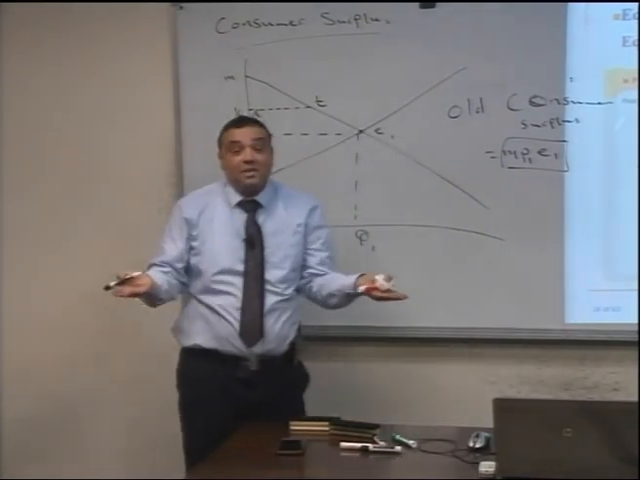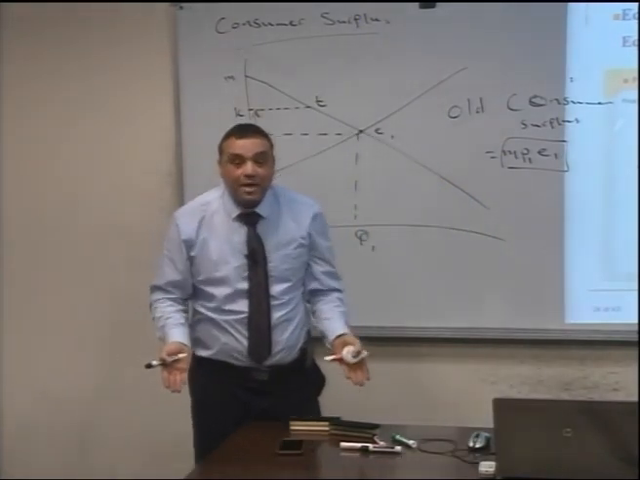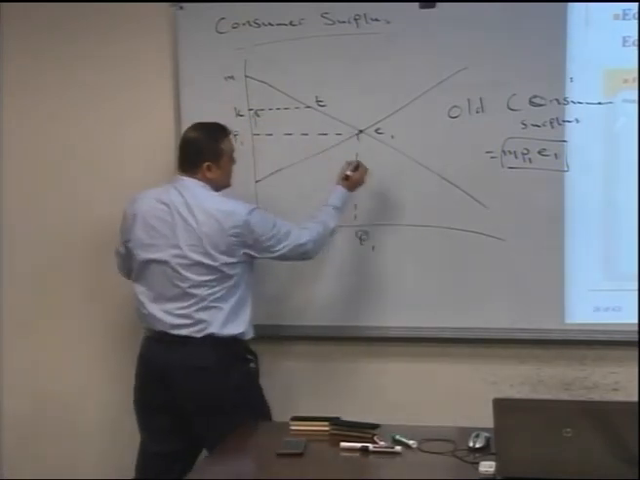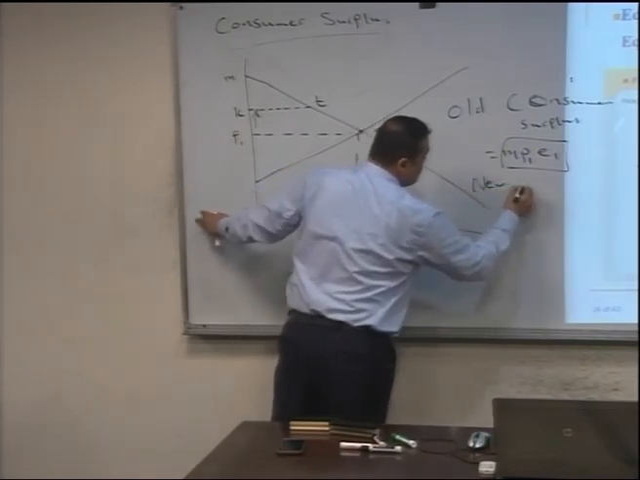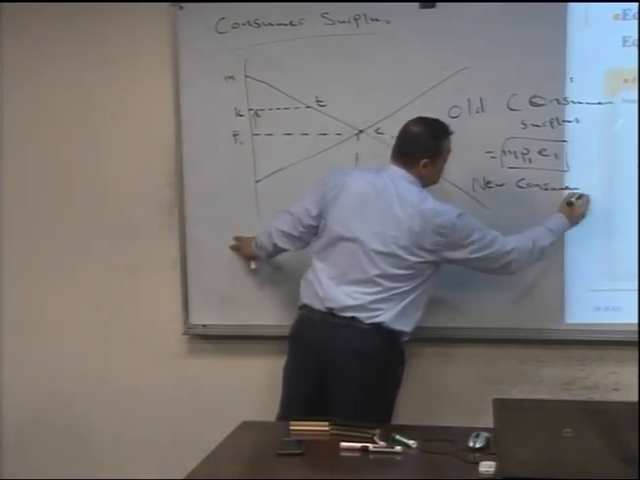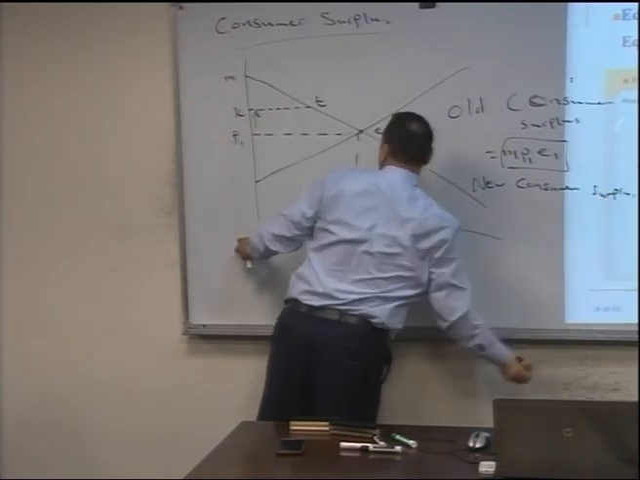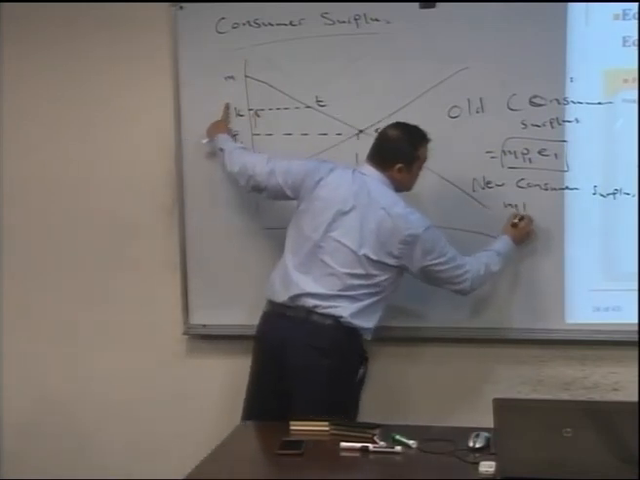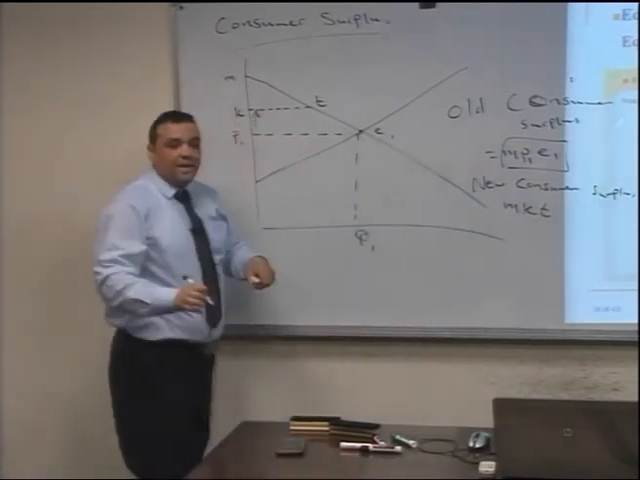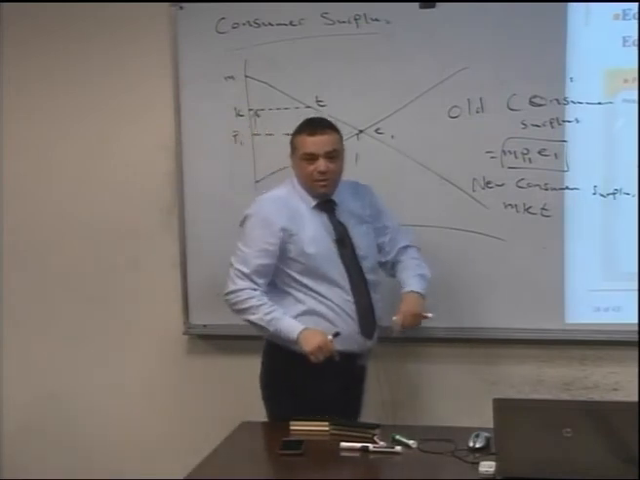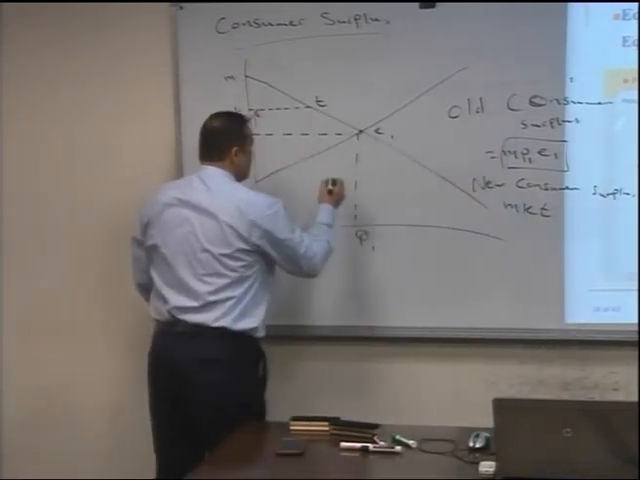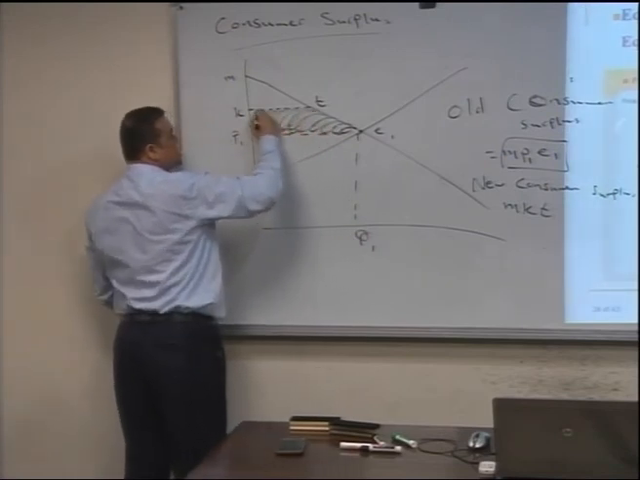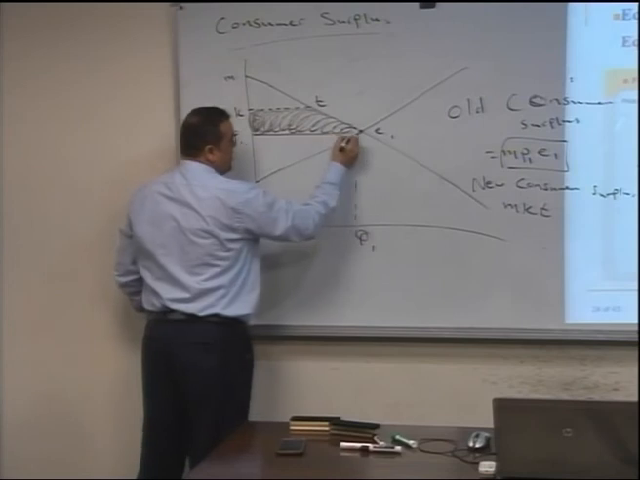مظبوط؟ هذا الويلفير تبع الكونسيومر بينزل. As the price goes up, الويلفير decline. صار قديش عندي النيو كونسيومر سيربلس؟ شو صار؟ MKT. The decline in the consumer welfare equals how much? This is the decrease in the consumer surplus or the consumer welfare.